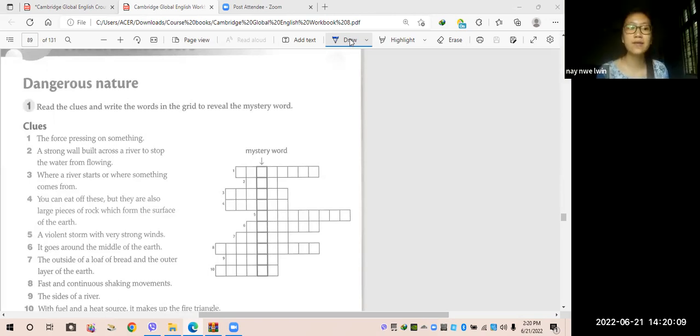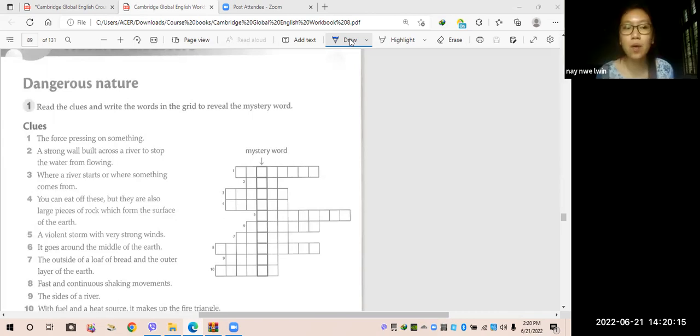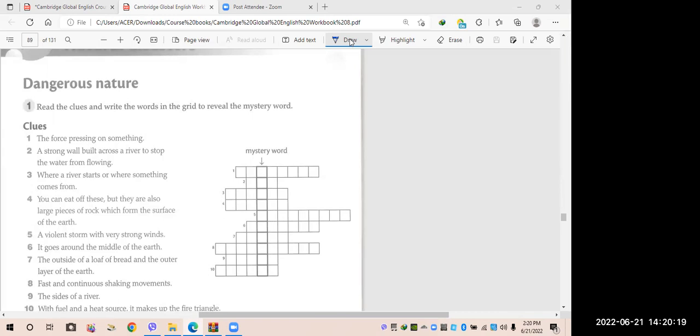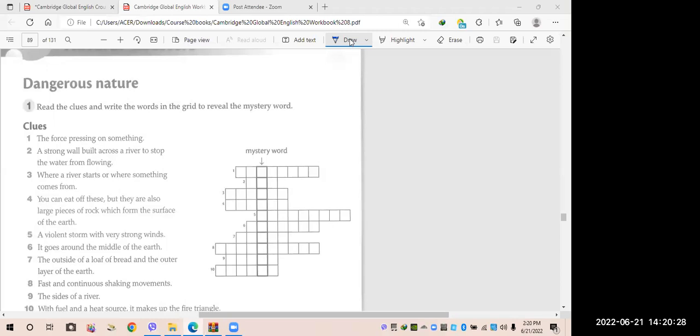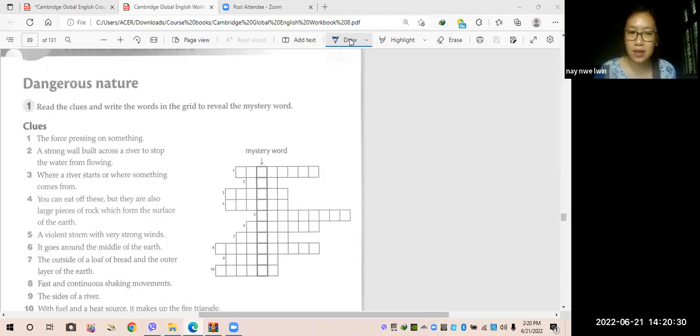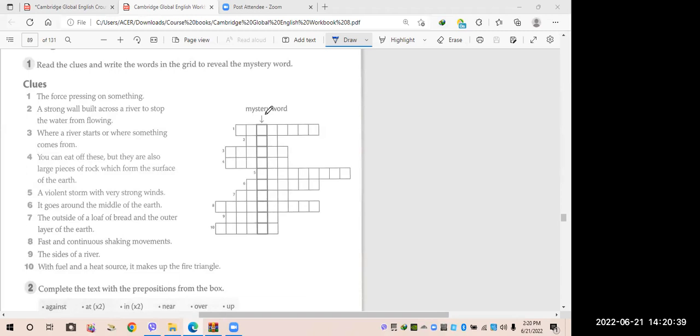So the first one is the force pressing on something. What is that? Pressure. Yes, correct. How about two? A strong wall built across a river to stop the water from flowing. Dam. Correct. And 3, where a river starts or where something comes from. Source. Yes, correct. How about 4? You can eat off these, but there are also large pieces of rock which form the surface of the earth. So the word has 2 meanings, right? What is that? Plates.